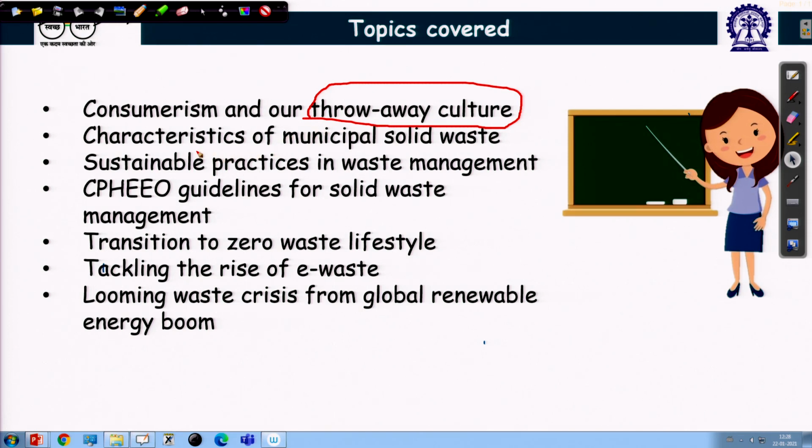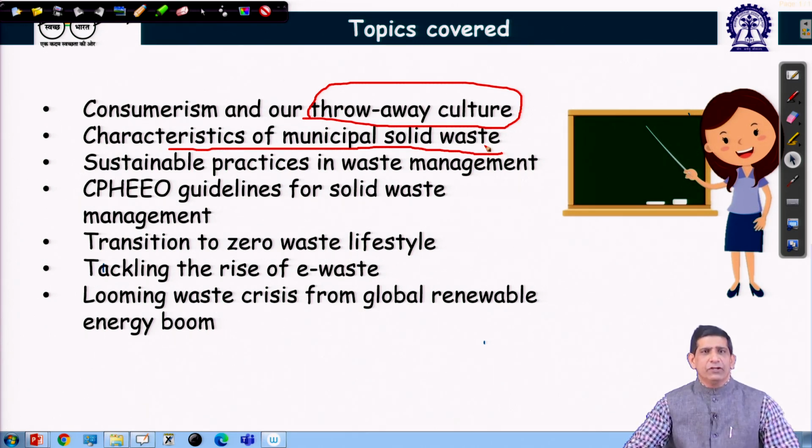And we'll look at the characteristics of municipal solid waste, the waste that you and I are producing on a day-to-day basis. We'll talk about what is there in the municipal solid waste, what can be done with it, and how to make it a useful resource. Then some of the sustainable practices on waste management, we'll try to highlight those, and some good case studies, how things are being done.